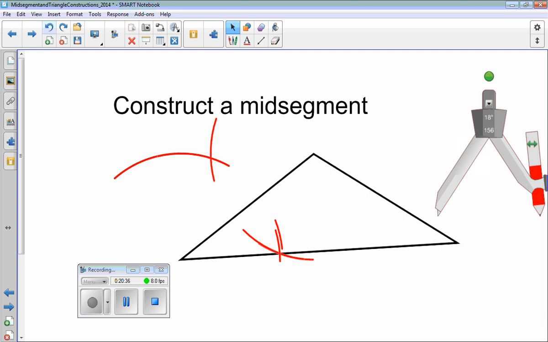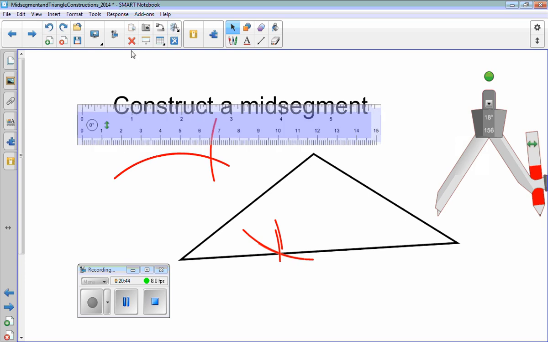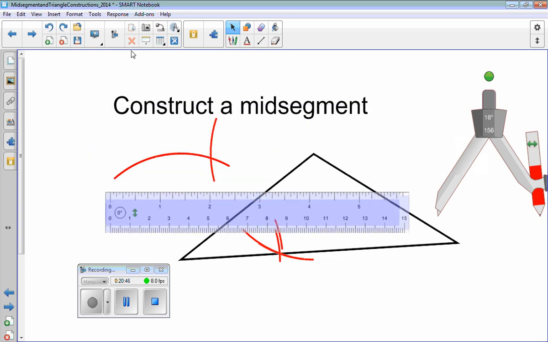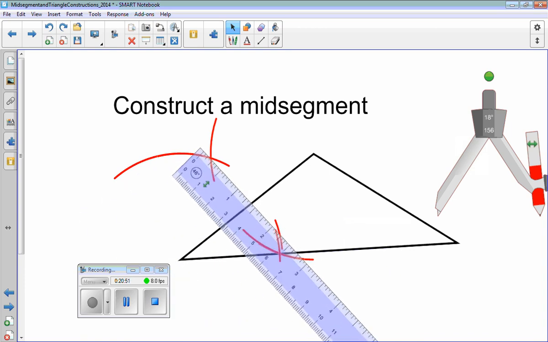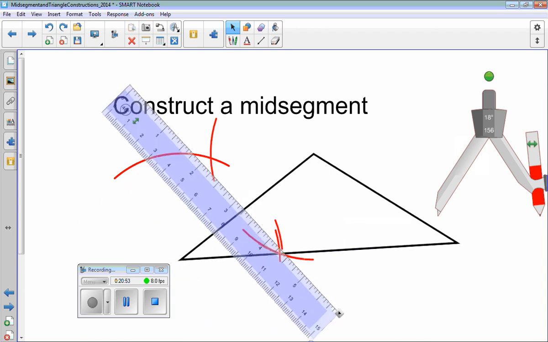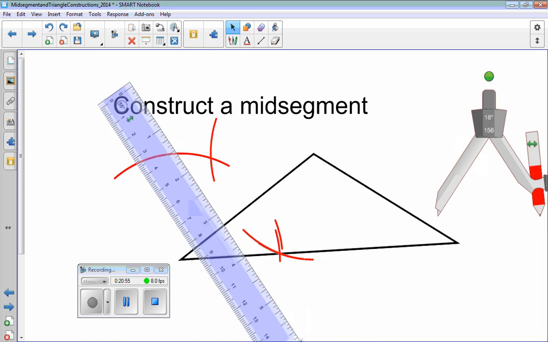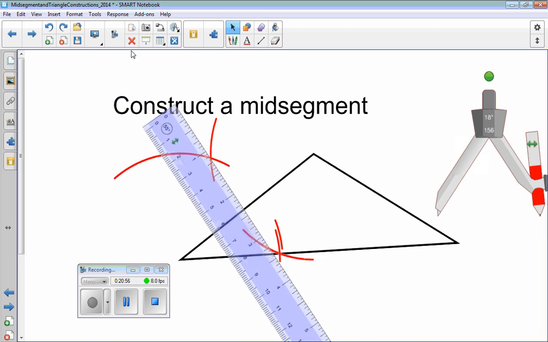I'm only looking for the midpoint. So I'm going to take this straight edge, and I'm just going to line it up with the 2 points. So let's see if I can get this to work. All right, so I'm just going to use my straight edge. I'm just going to try to line these up. Sometimes it works, sometimes it doesn't.